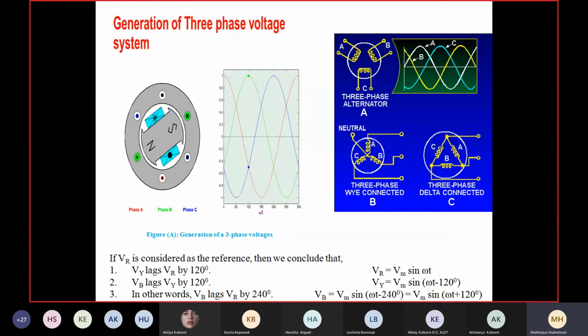Generation of single phase AC we studied. A rotating conductor mechanism, a square or rectangular frame of conductor, was made to rotate and cut the lines of flux. That was what we have seen. Here, to generate a huge, bulk amount of power, that will not be an efficient mode.